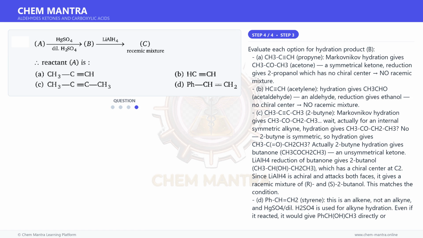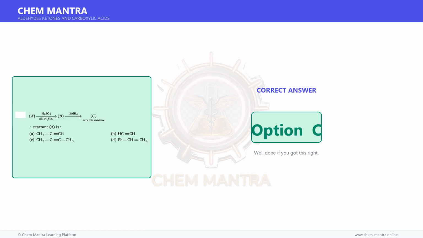Option C. CH3CCCH3, 2-butyne, hydration gives butanone, methyl ethyl ketone. LiAlH4 reduction gives racemic 2-butanol. This perfectly matches all the given conditions. Therefore, the correct answer is option C.